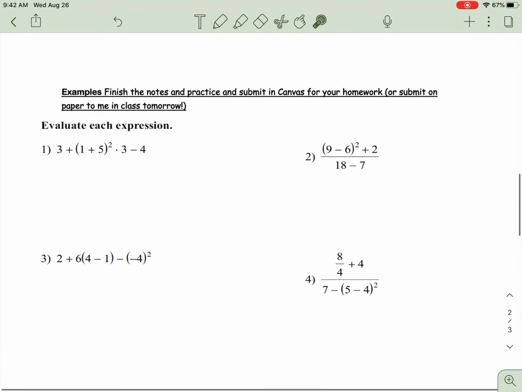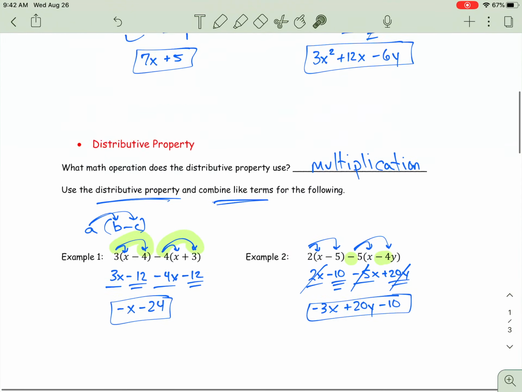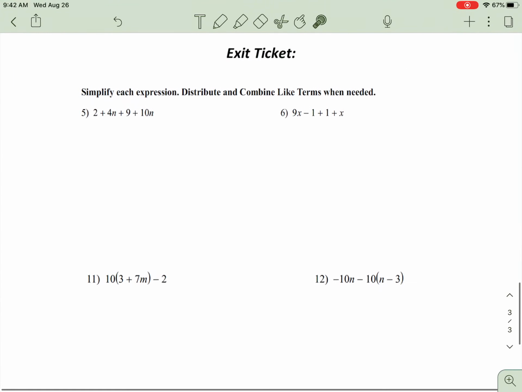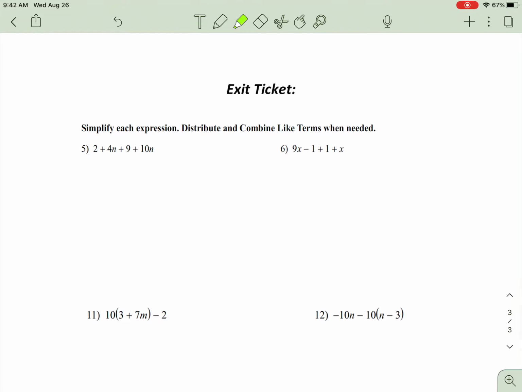Here's what I want you to do. Go ahead and start the examples, and we're going to go through those together. If you have any questions, obviously I'll be here in the Zoom meeting, and then I want you to finish this exit ticket for practice tonight. This will be graded. So, see you in class.